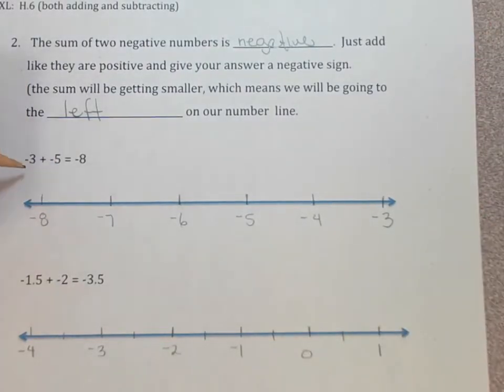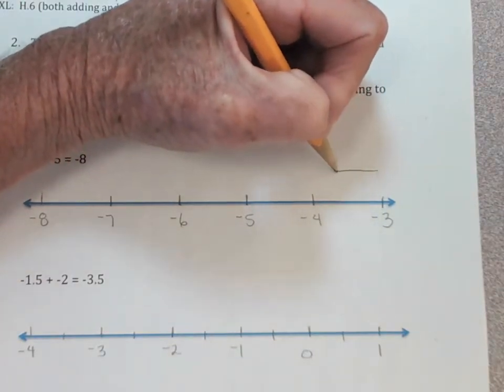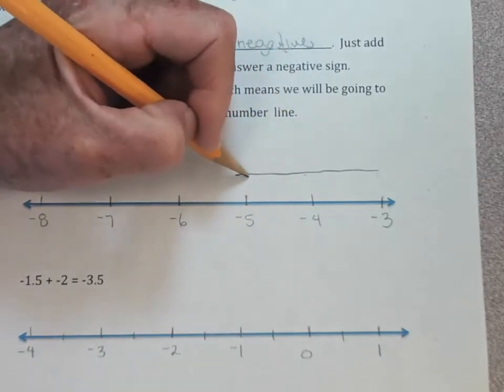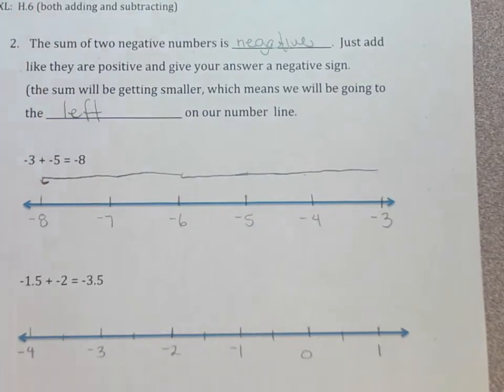So in this case, if we have 3 negatives and we're adding 5 negatives, we have a total of 8 negatives. So we start at -3, and we're going to go 5 units to the left this time. 1, 2, 3, 4, 5, and we get to -8.